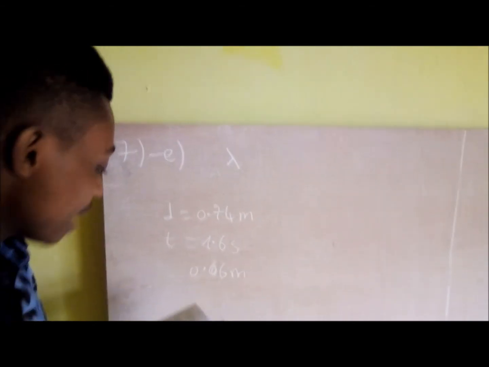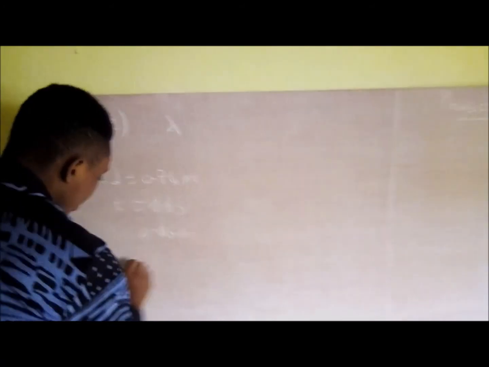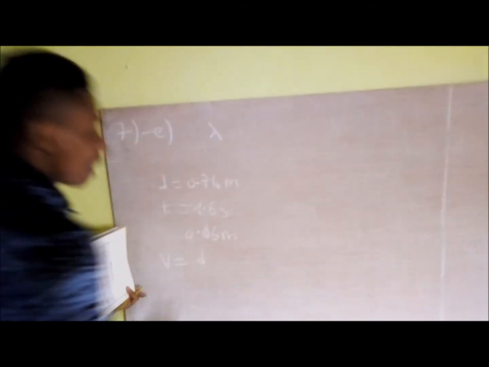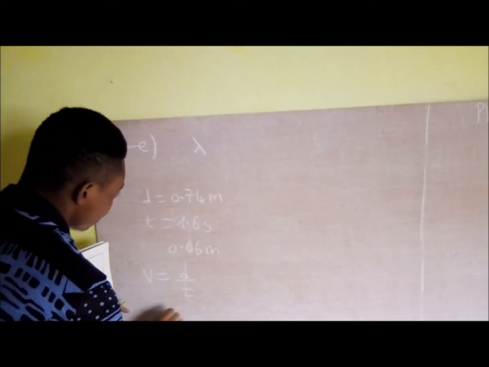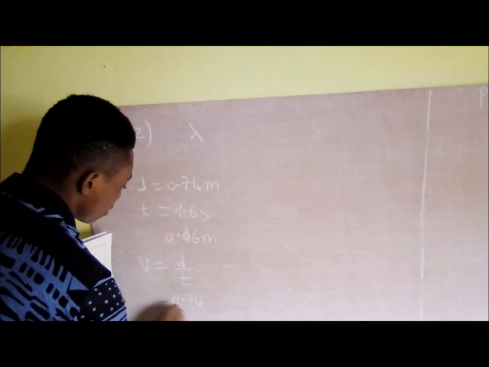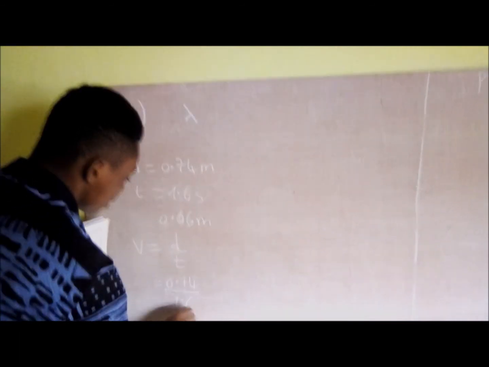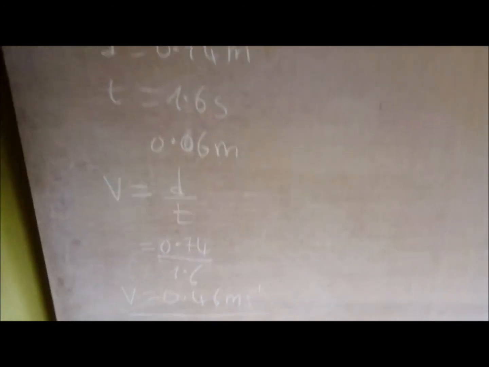Calculate, Romans 1, the average speed of the wave. The speed of the wave v is just the total distance traveled by the wave over the total time taken. So that is 0.74 over 1.6. We obtain 0.46 meters per second. That is the average speed of the wave.